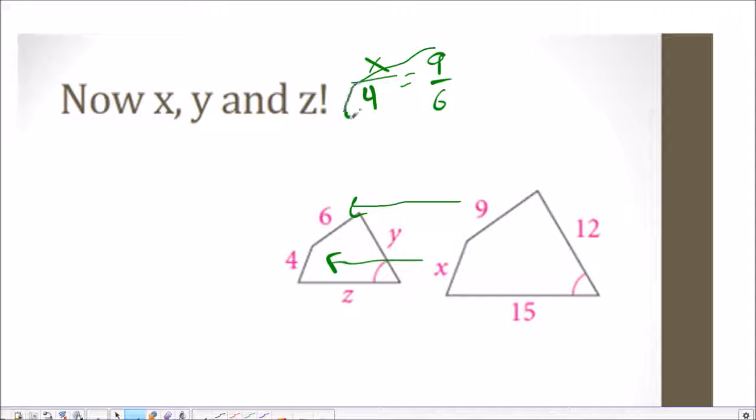Okay, let's do a little bit of work here. I'm going to get 4 times 9, I believe that's 36, equals 6x. Let's divide by 6. And what I get out of that is x equals 6. Wonderful. Cool.